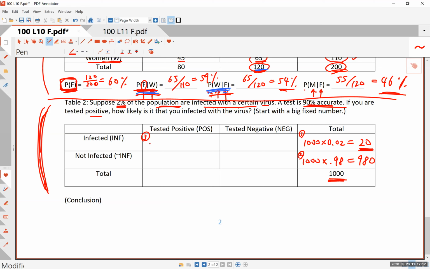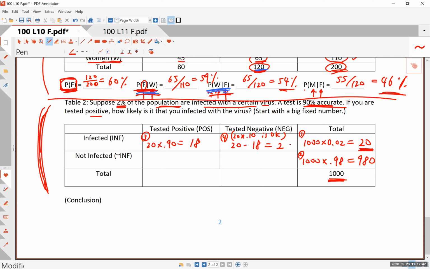The test, 90% accurate test, is going to make sure that 90% of these, so let's go ahead and do this. Out of the 20, 90% of the 20 virus carriers are going to test positive, and that's 18 of them. Okay, and so that means the rest of them, now you can do 20 minus 18, or you can do 20 times 10%. Okay, either way, you will get 2 people.